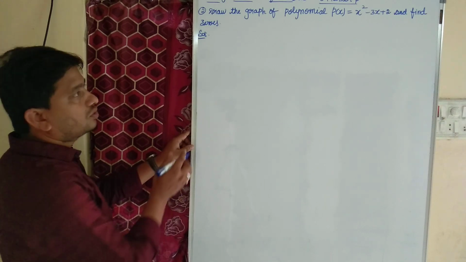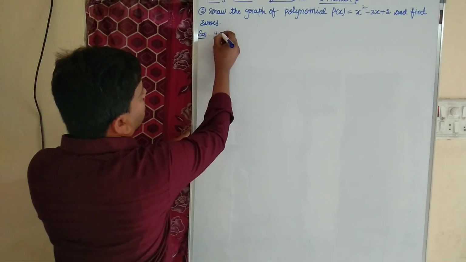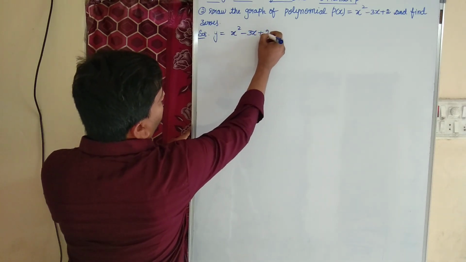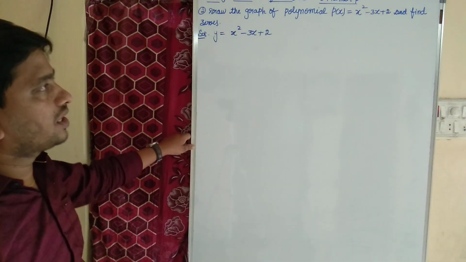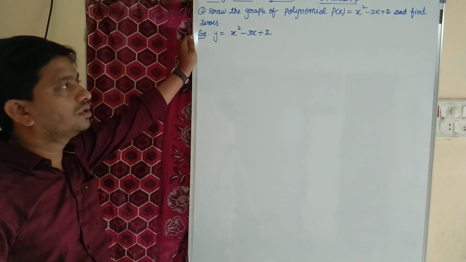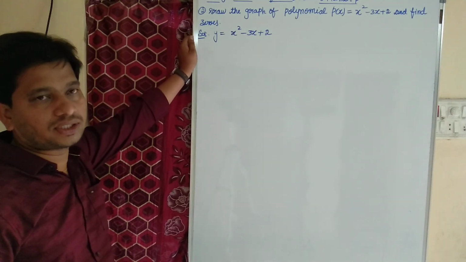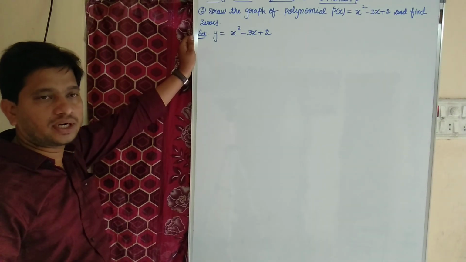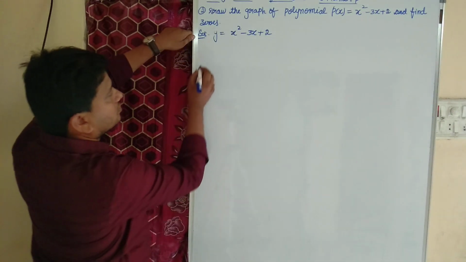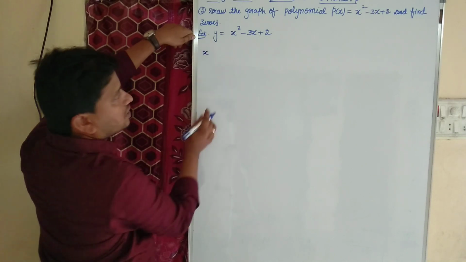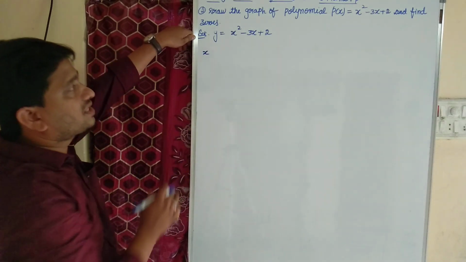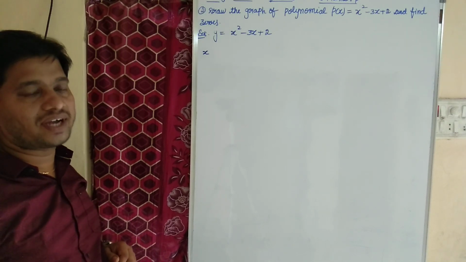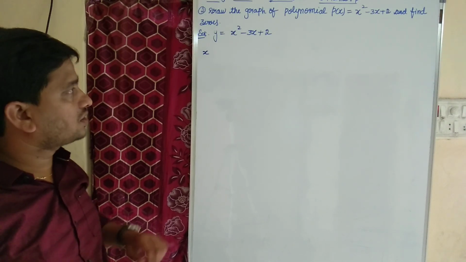So, what you do? Consider the given polynomial as y equal to x square minus 3x plus 2. Let us find the coordinates. Let us take x values. First, let us verify what are the zeros of the polynomial.